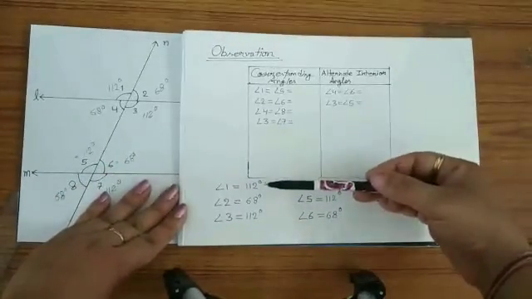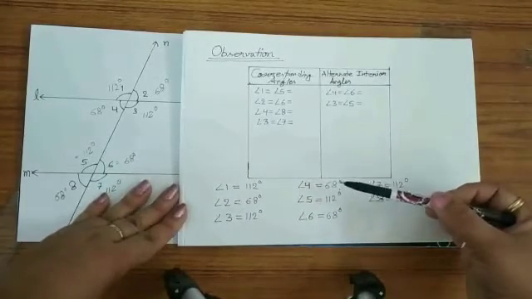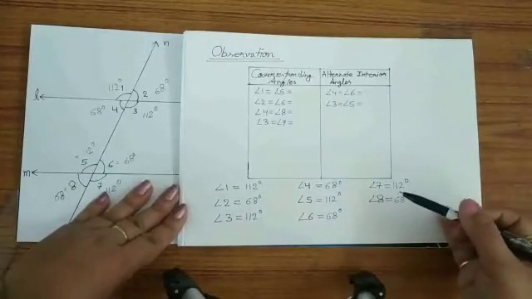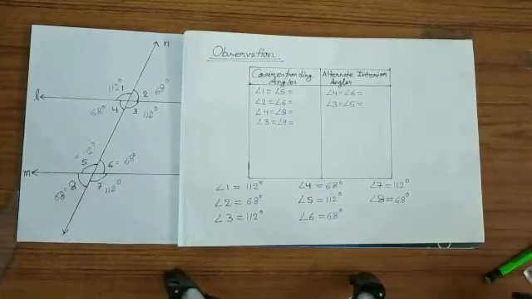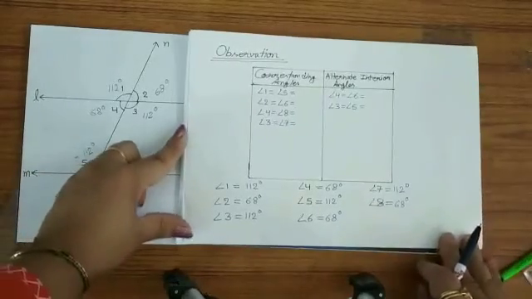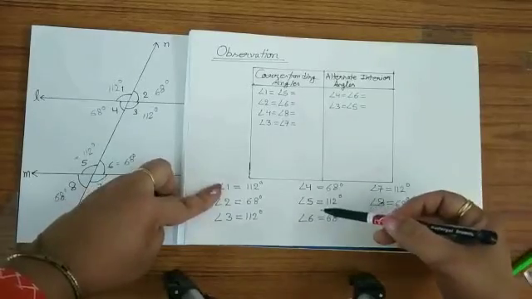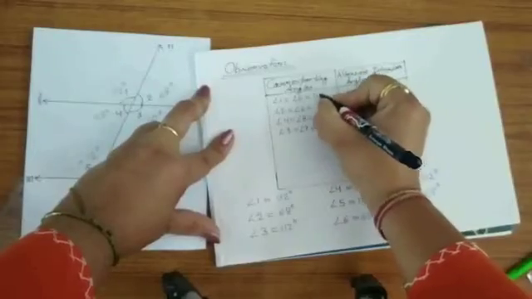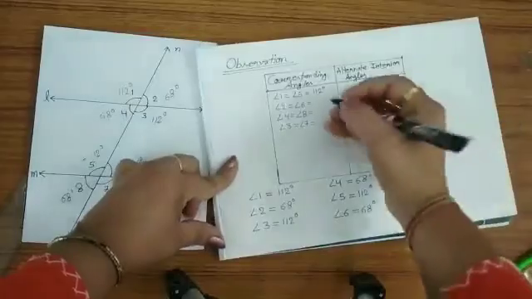Angle 1 is 112 degrees, angle 2 is 68 degrees, angle 3 is 112 degrees, angle 4 is 68 degrees, angle 5 is 112 degrees, angle 6 is 68 degrees, angle 7 is 112 degrees, angle 8 is 68 degrees. Now, as we know that the corresponding angles are equal, with the help of the measurements we will see whether they are really equal or not. First we will see angle 1 and angle 5. You can see both measurements are 112. So these both angles are equal. Similarly, angle 2 and angle 6, both angles are 68 degrees.